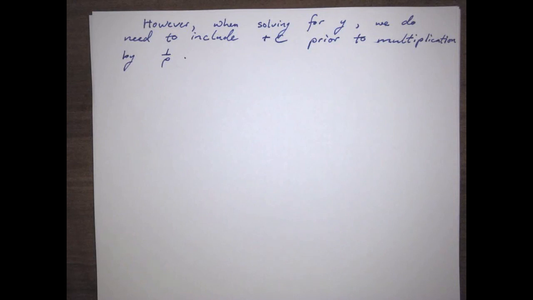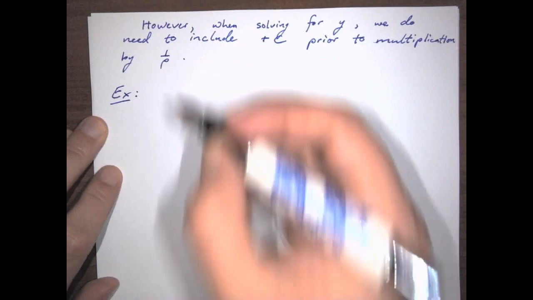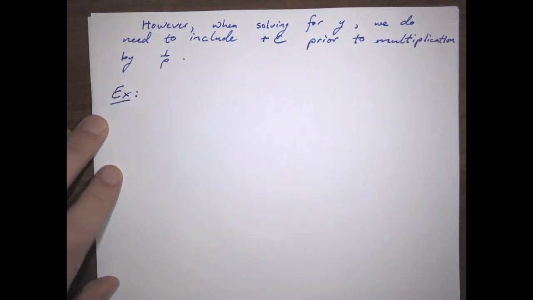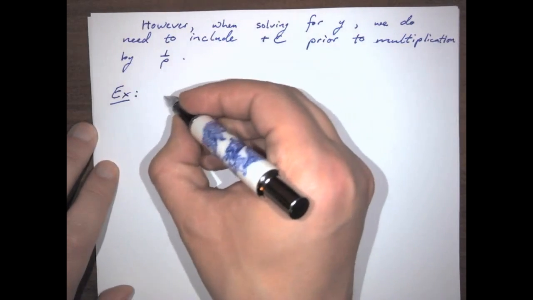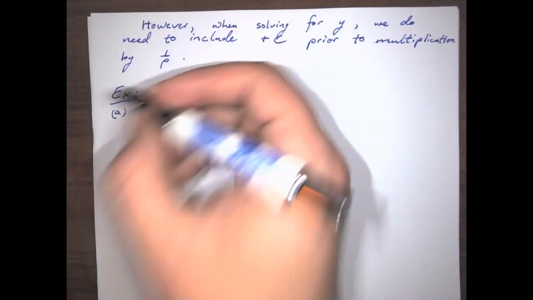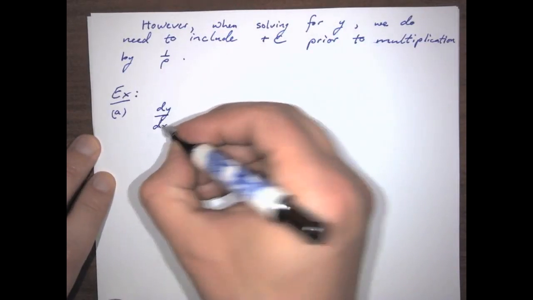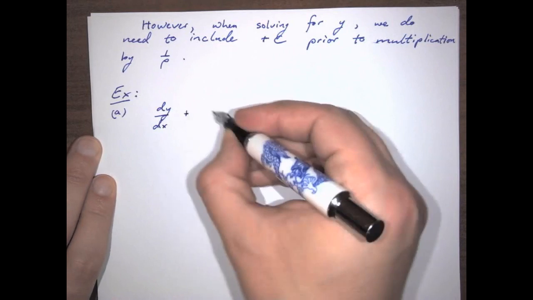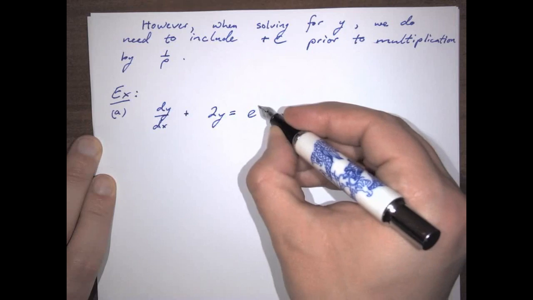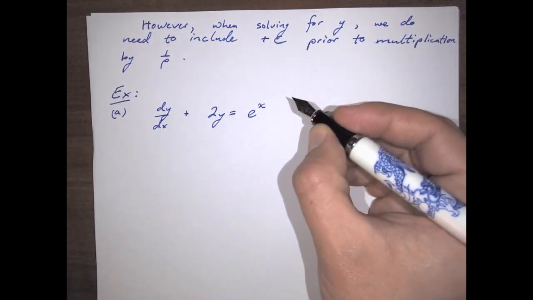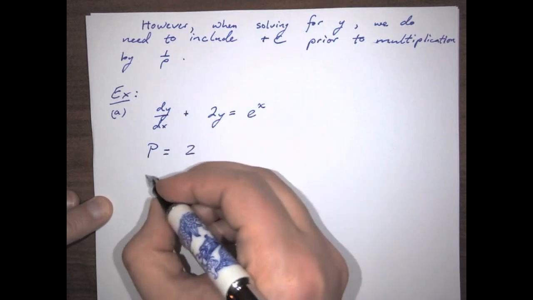So let's now watch this play out. Let's go back to that example we had to motivate the very concept of a linear differential equation. So it's going to be the first in a series. So we have dy/dx plus 2y is equal to e to the x. And as we said already, that means that p is going to equal 2.